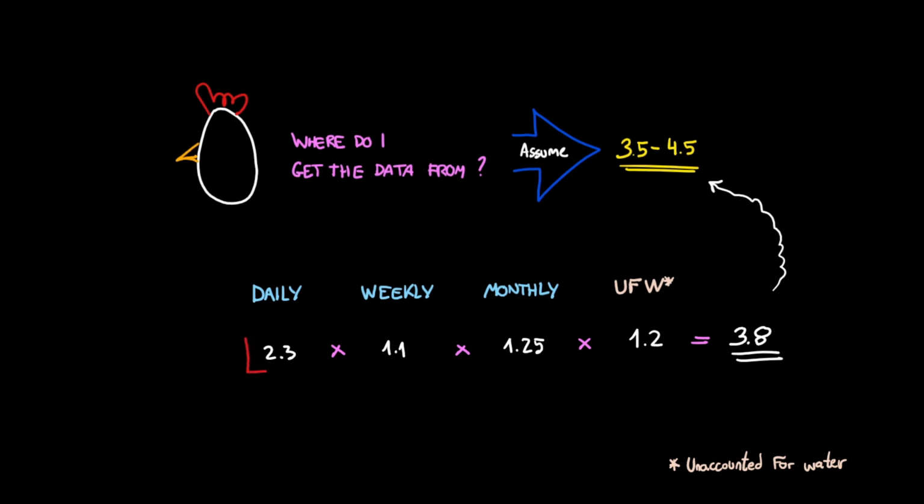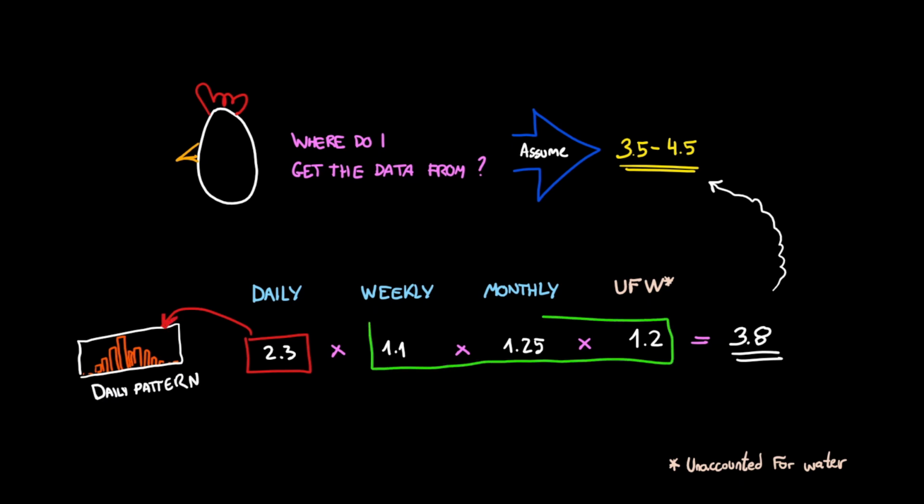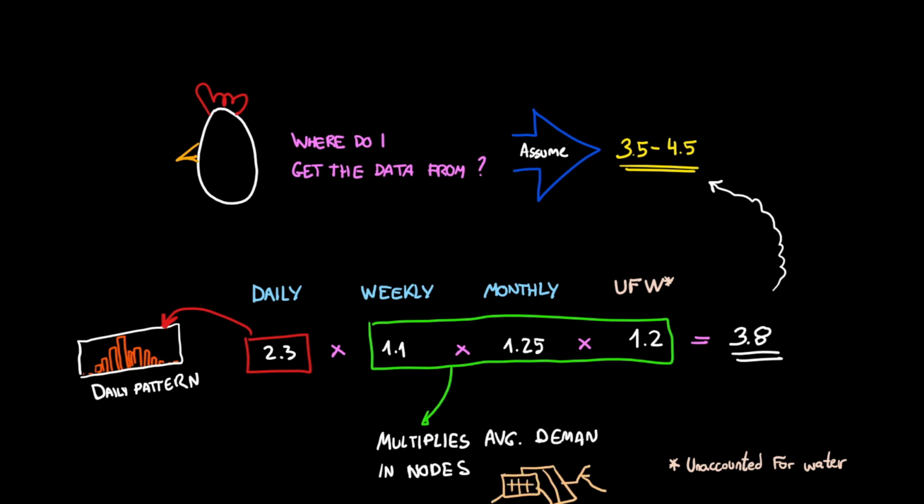If you're using a computer program, the daily coefficient together with the rest of the peak factors will go in the daily pattern, and the average flow multiplied by the remaining 3 are distributed among the system's nodes.